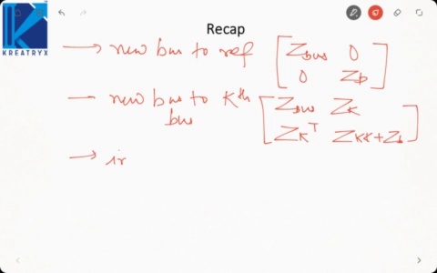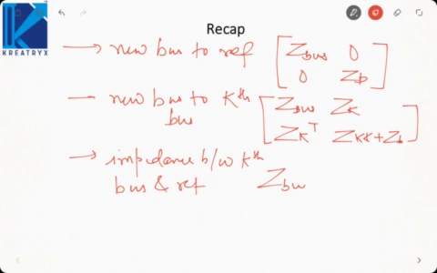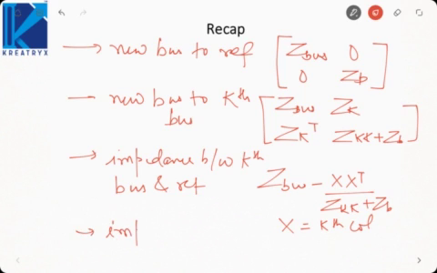Then we added impedance between kth bus and reference. So it was Z-bus minus XX transpose by Zkk plus Zb, where X was equal to the kth column. And the last was impedance between buses, so it had the same formula, just Z-bus minus XX transpose by Zbb.